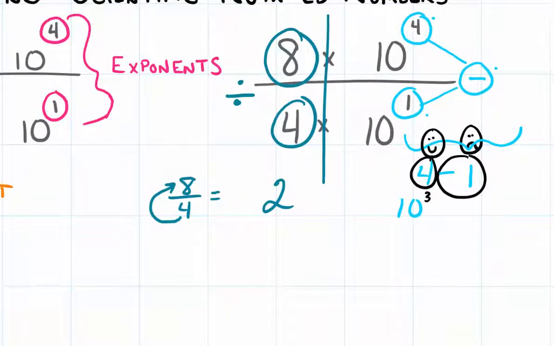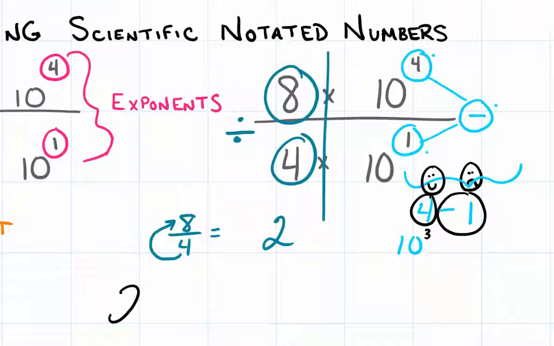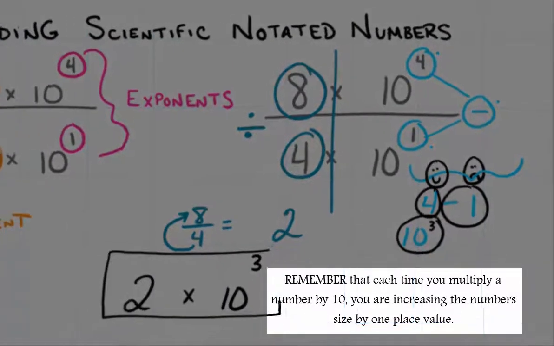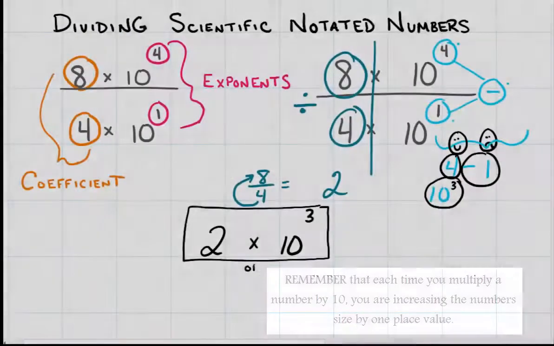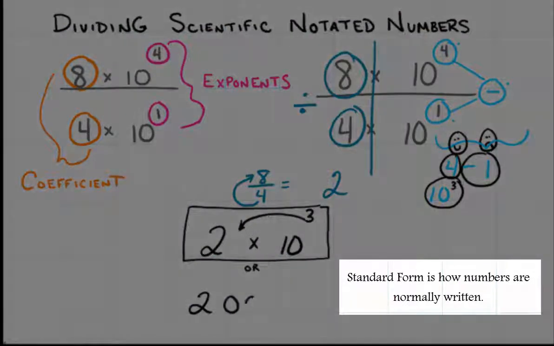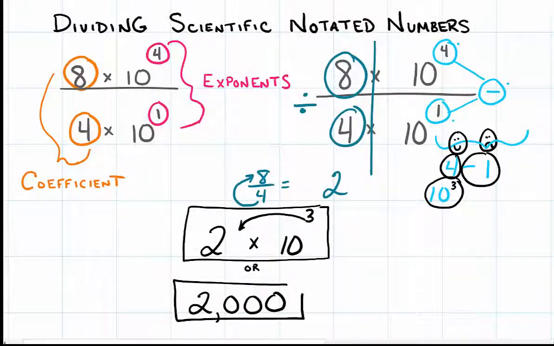So I'm going to take my coefficient of 2 and my place values that we've stored here. I've got 3 place values that we've stored, and I'm going to write this answer in scientific notated form, and I'm also going to write it in standard form for you. These 3 place values, if we were going to write it in standard form, go along with our 2. So the 2 is there, and I would add in 3 place values. So I would end up with the answer of 2,000. Not too hard, right? Let's get a little more difficult.